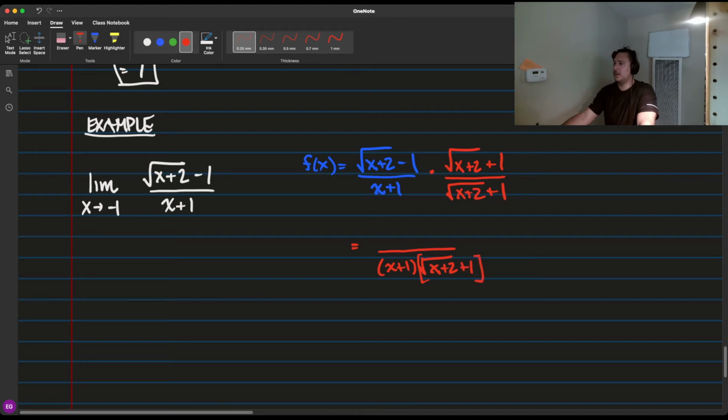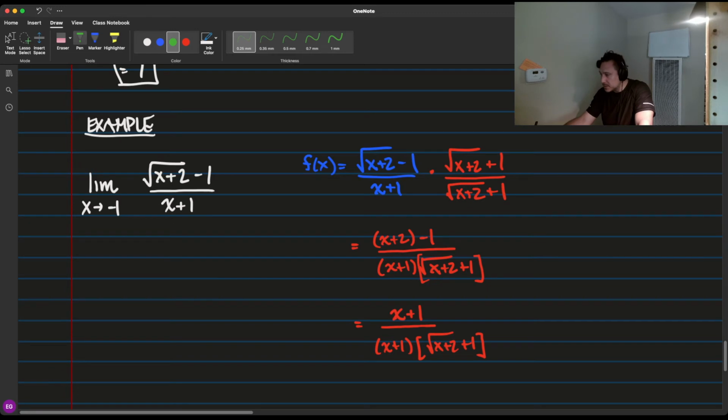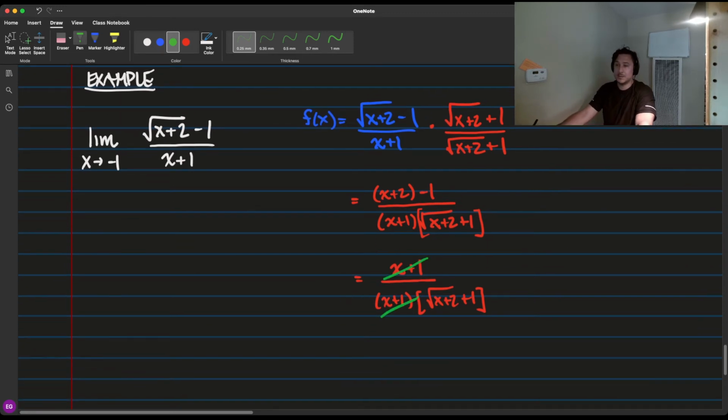Now on the top, when you multiply it through, the two square roots cancel the square root, and you're left with x plus 2 minus 1. X plus 2 minus 1 will now become x plus 1. And notice you have an x plus 1 times square root x plus 2 plus 1. Those x plus 1's cancel. And remember, the x plus 1 was the offending term that made it undefined when x was negative 1. So you have now found your g of x. Your g of x is going to be equal to 1 over the square root of x plus 2, plus 1.